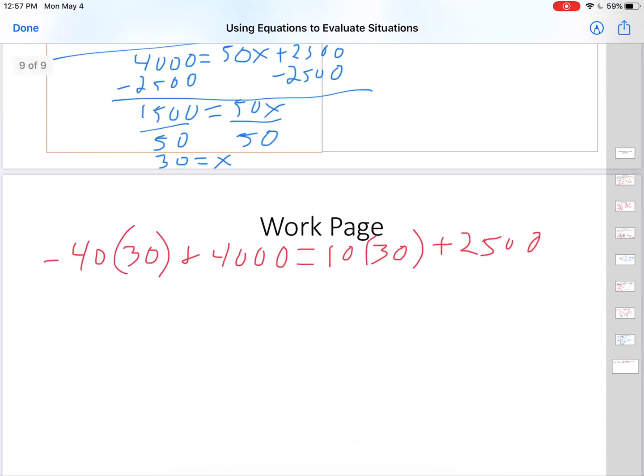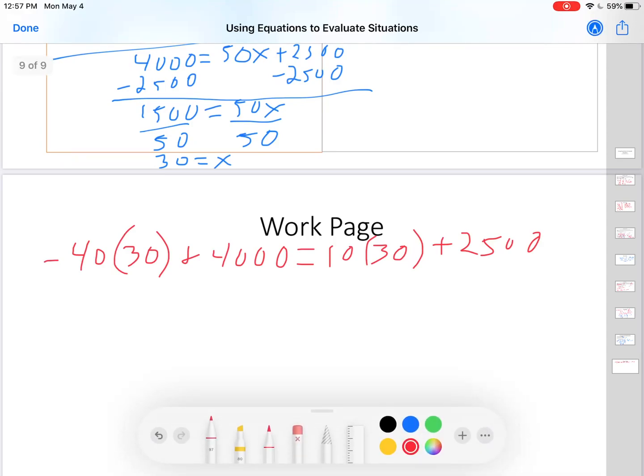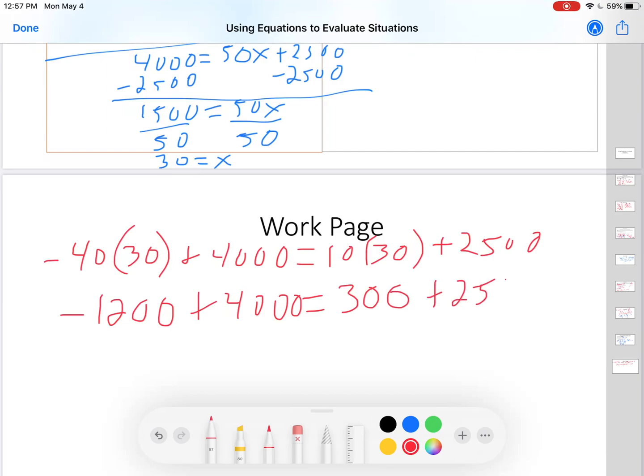Essentially what we're saying is, Eric starts with $4,000 and he is spending $40 an hour for 30 hours. That's negative $1,200 is what he's spending overall. And he started with $4,000, so we'll add the $4,000. And here's Hannah. She's saving $10 an hour for 30 hours, so she saves $300 plus her $2,500 that she had at the beginning.